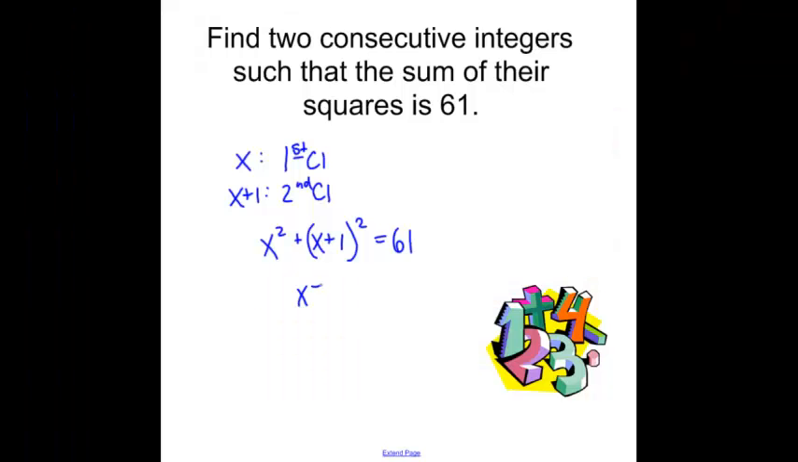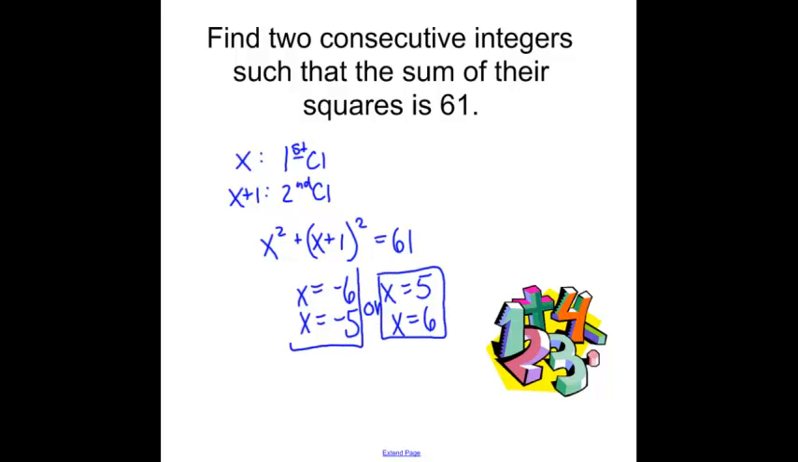So you should get x equals -6 and x equals 5. What does that mean? It means my two consecutive integers are x equals -6 and x equals -5, or x equals 5 and x equals 6. So I could have two possible pairs of answers there.